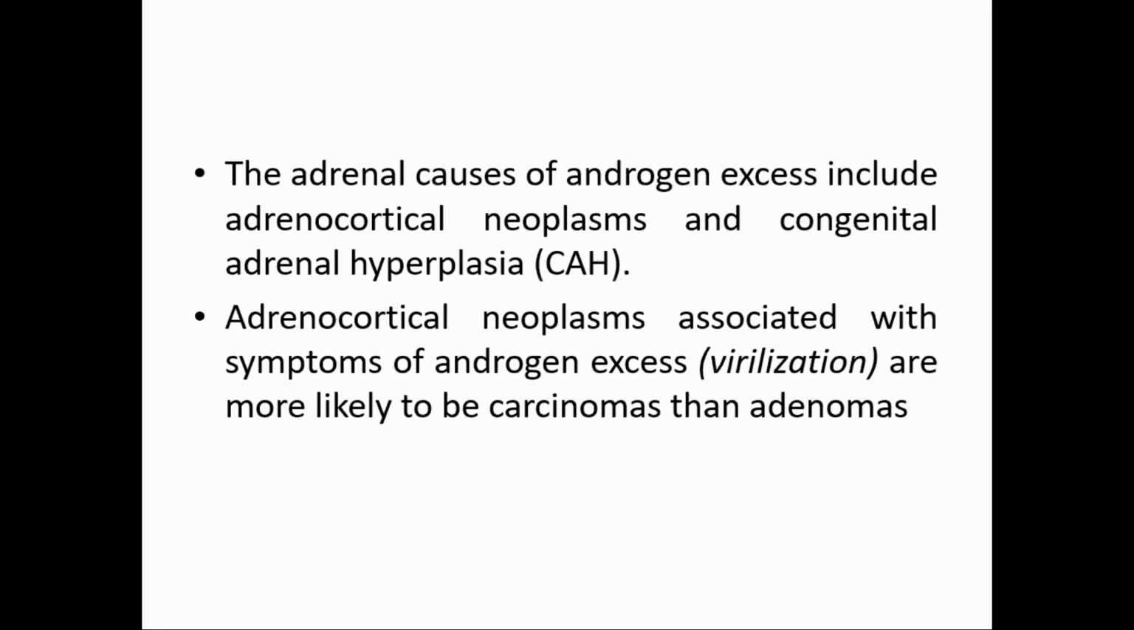So, adrenal causes of androgen hormone excess will be either adrenocortical neoplasm, or tumors, or congenital adrenal hyperplasia. There may be these two conditions. In adrenogenital syndrome, which may be associated with androgen hormone excess, the cause may be either a neoplasm or tumor, and the next one is congenital adrenal hyperplasia. Mostly, adrenocortical neoplasms are associated with symptoms of hormone excess. Which hormone? Androgen hormone excess, and they are more likely to be carcinoma.